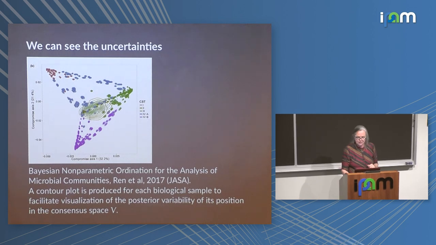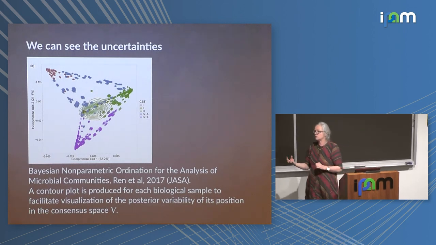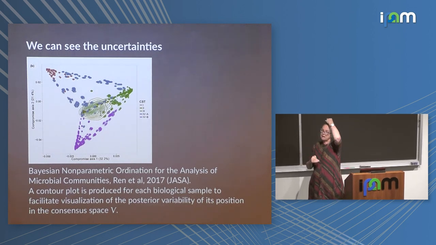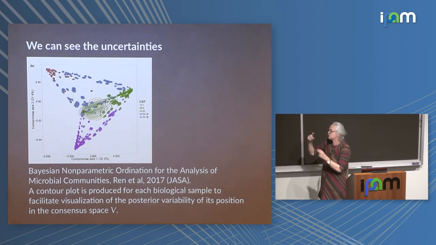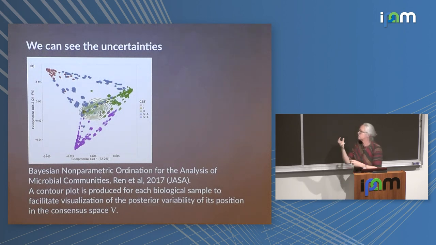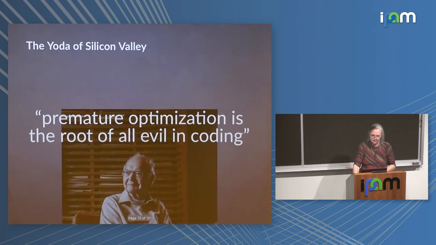We have some wide contours. When we went back, those samples had much less depth, so the library size was much smaller, and we had much more uncertainty on them. The advantage over doing just a confidence interval is that it's multivariate. This is very important in understanding how sure we are of the multivariate relationships.